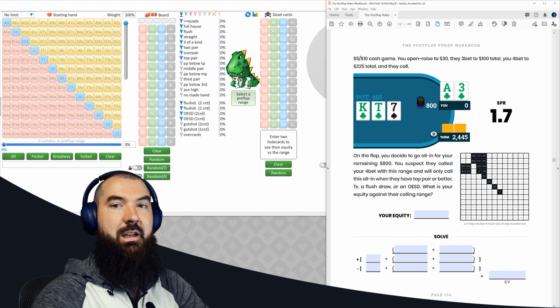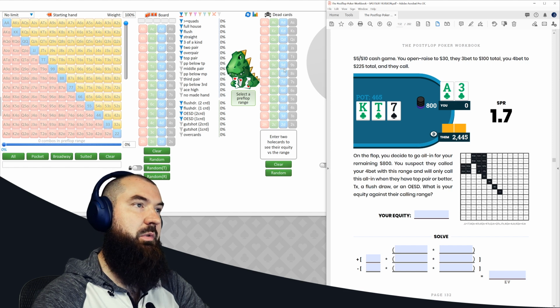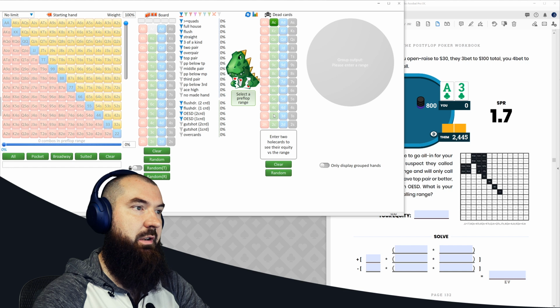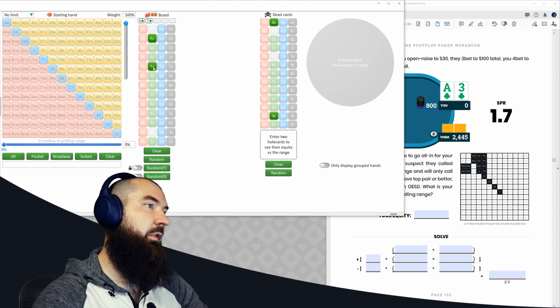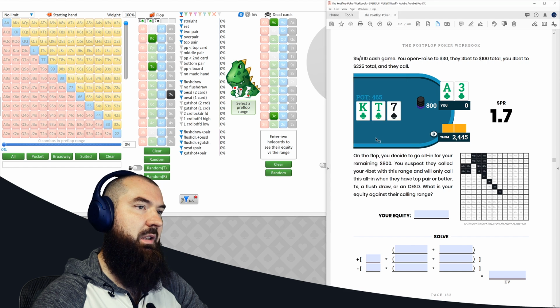All right, so let's start by getting everything into Flopzilla Pro. So we're throwing our hole cards first over here. Our dead cards are ace of clubs, 3 of clubs. The board is king of clubs, 10 of clubs, 7 of spades. Is that right? Yes. The range we need for our opponent is this over here.